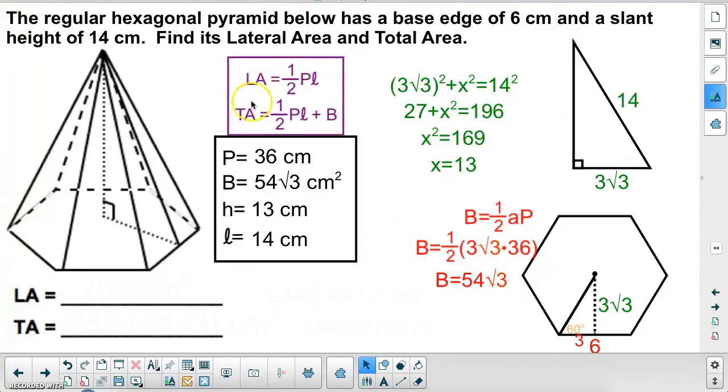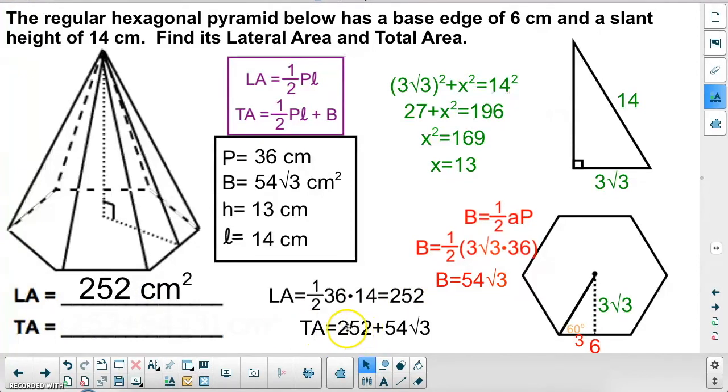Now we just plug in for lateral area and total area. Lateral area is 1/2 times 36 times 14, which gives us 252 square centimeters. Now we add our 252 plus our 54 root 3. Notice those are not like terms, so we can't combine them, so we leave it exactly as is, as 252 plus 54 root 3 square centimeters.